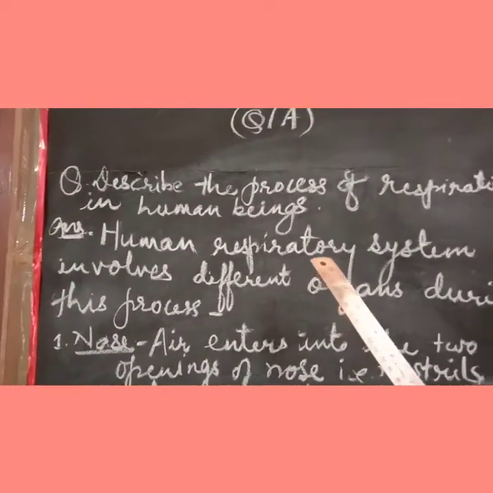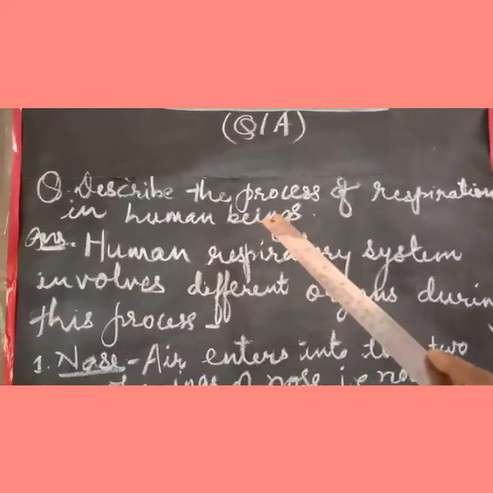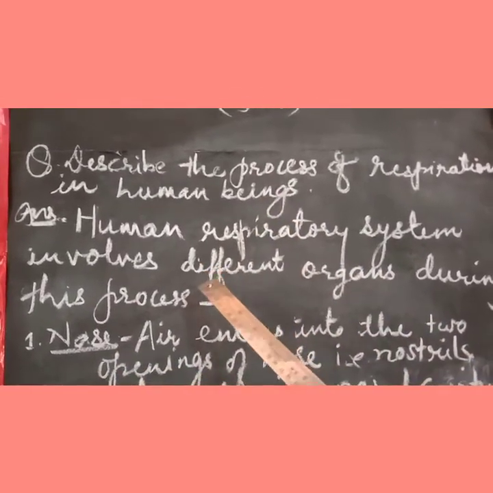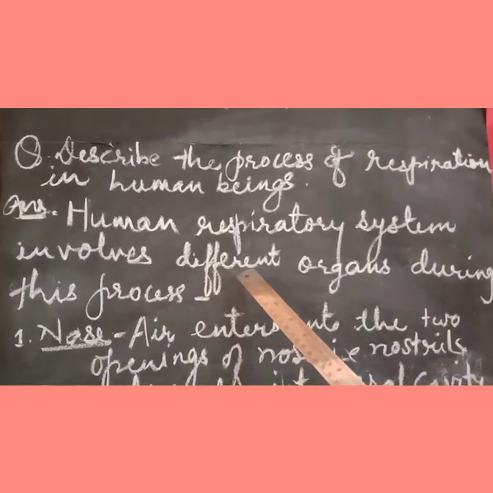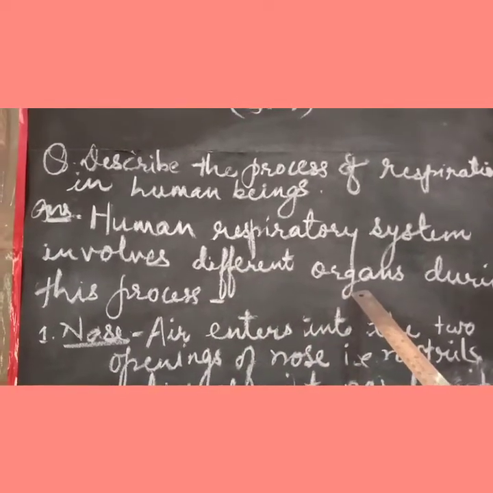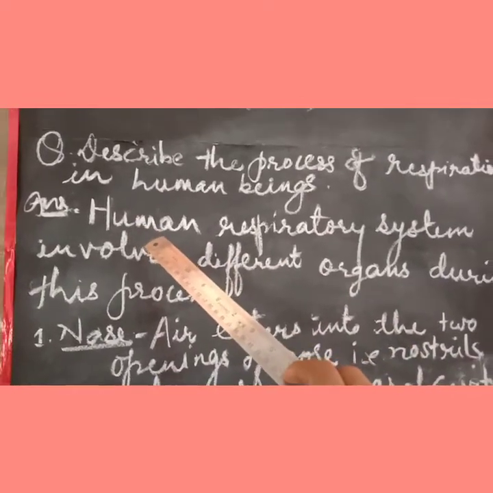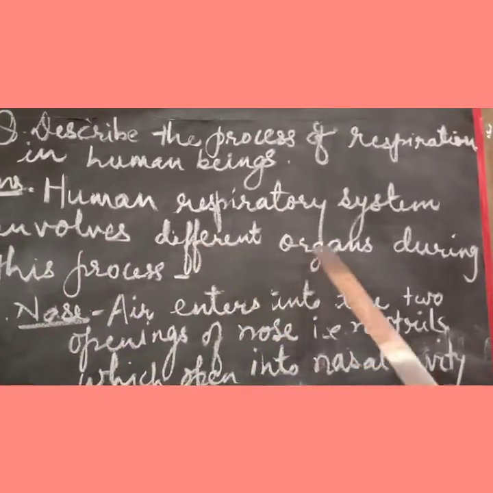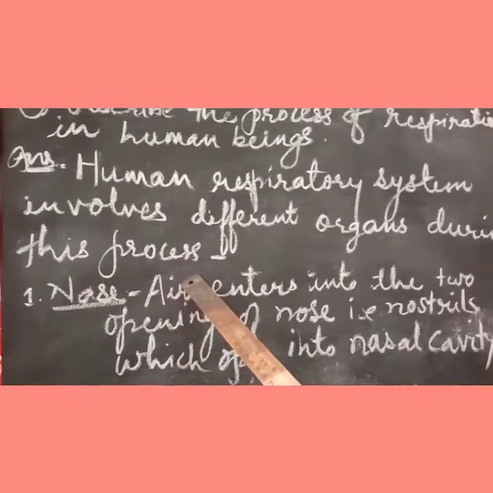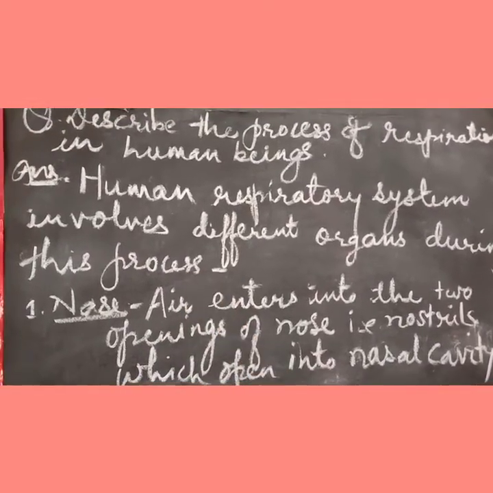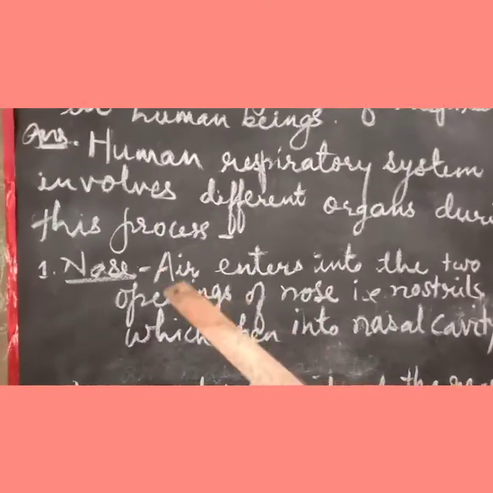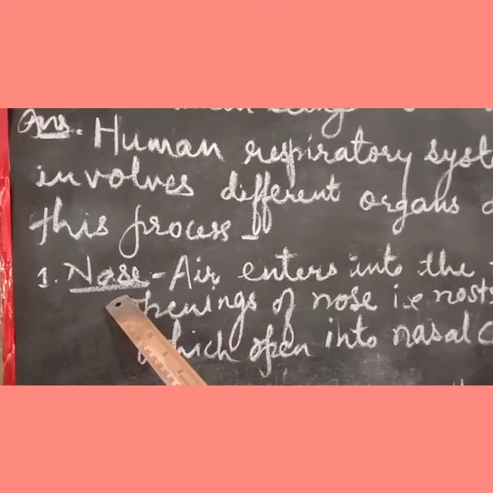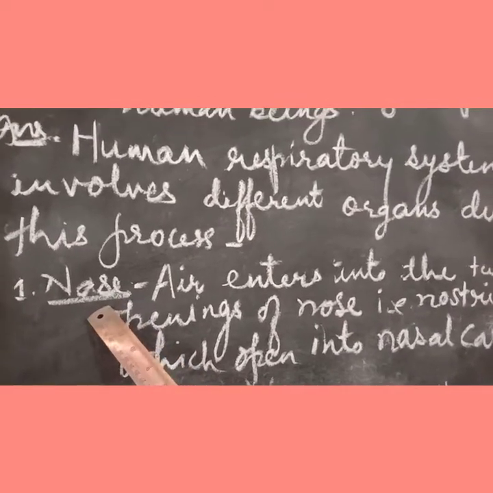Children, we all know that human beings carry out aerobic respiration, and for this purpose they use a set of organs. So the answer we can write like this: the human respiratory system involves different organs during this process. So first of all, it gets started with the entry of air into the nose. So the first organ involved is the nose.